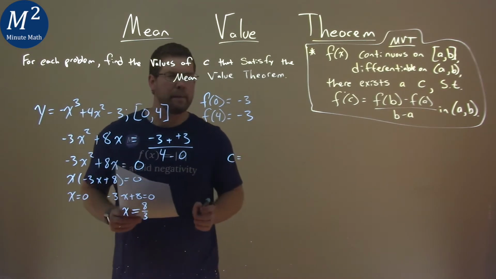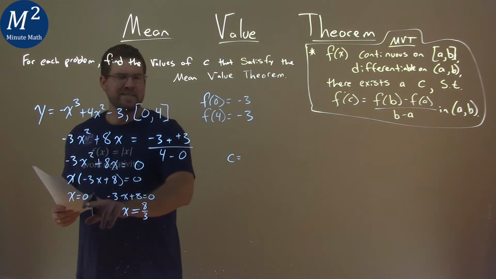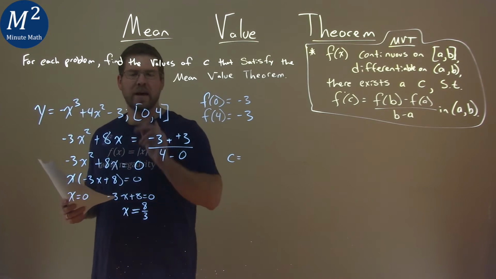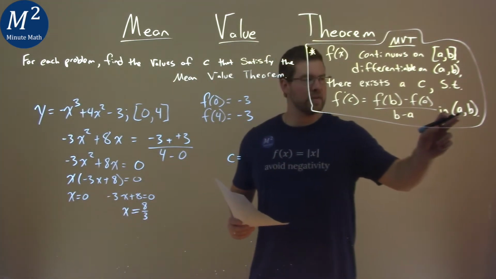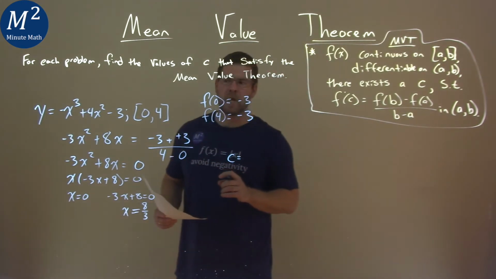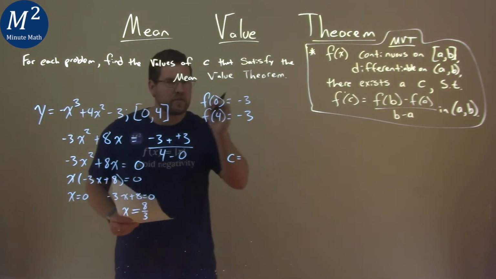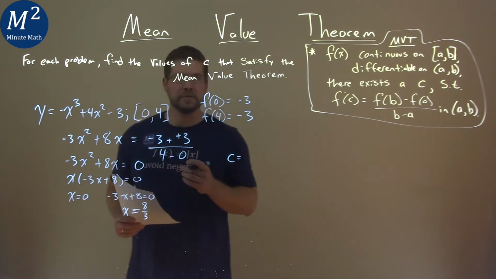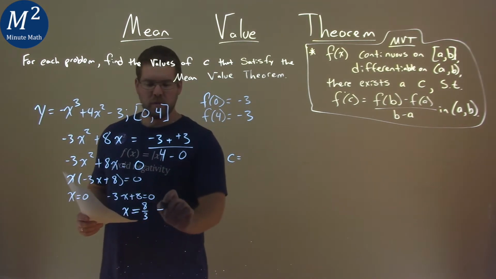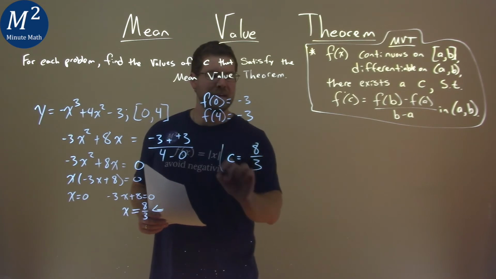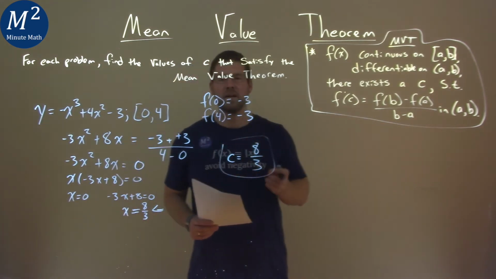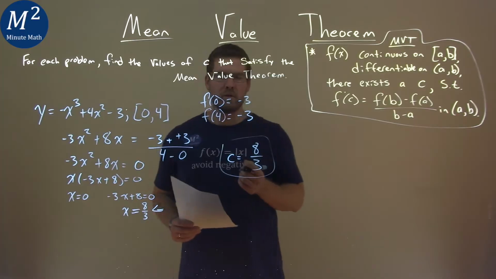Now which one is that? Well, 0 has an issue. 0 is an endpoint of our interval, and they say here with a parenthesis from a to b on that interval. And so 0 actually falls just outside of that interval, we cannot use it. 8/3 is the only one we can use. So a c value of 8/3 is the value of c that satisfies the mean value theorem.